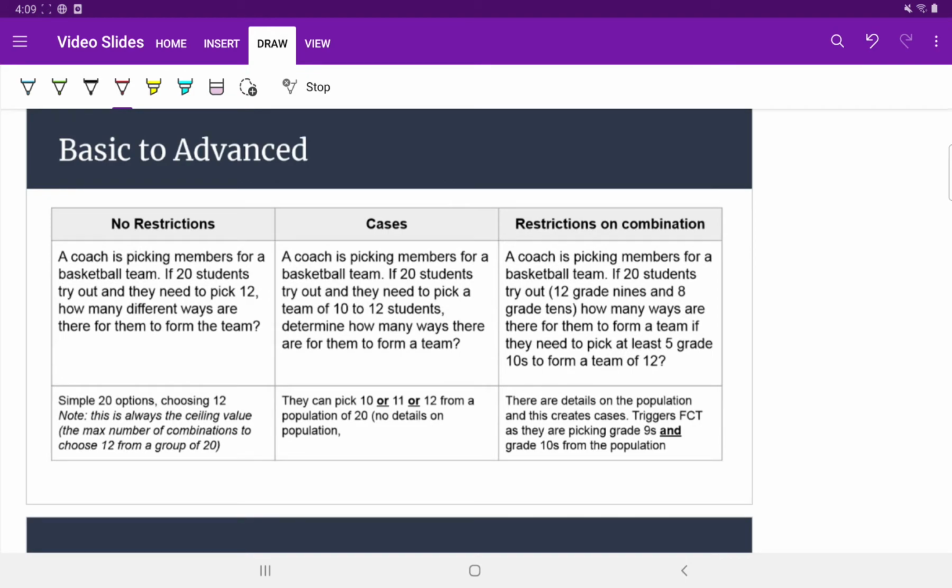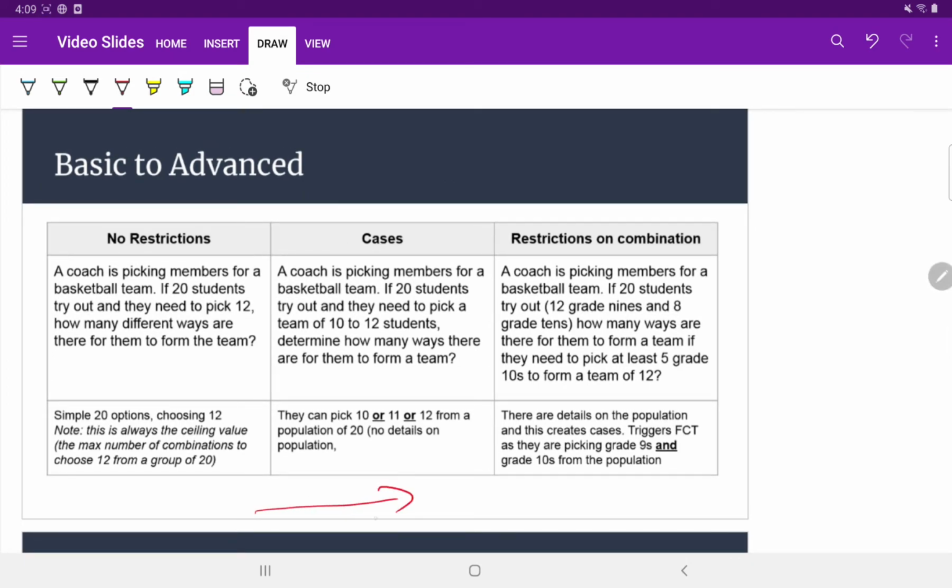When we're talking about combinations, we basically have an increasing level of difficulty. I'm using the same example each time to really hit it home. The first level is we've got no real restrictions. In this instance, we've got a coach who's picking members for a basketball team. 20 students try out, and they need to pick 12. How many different ways are there for them to form the team? Because order isn't indicated here, it's not asking how many ways there are to pick a center or forward or whatever. It's just the 12 basketball players. We're not talking about specific positions here. So I'll just go 20 choose 12, and that'll tell me how many different ways there are to form that team.